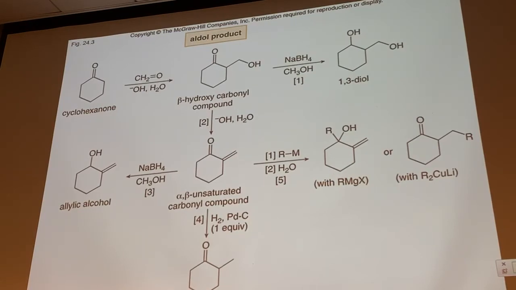And then because of the two functional groups that are present in those products, the carbonyl and the alcohol, we have a whole range of reactions that we can use to transform those products into other types of compounds. So very, very useful process. Okay.